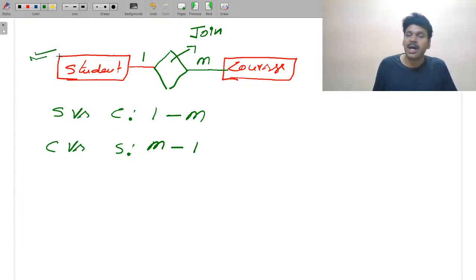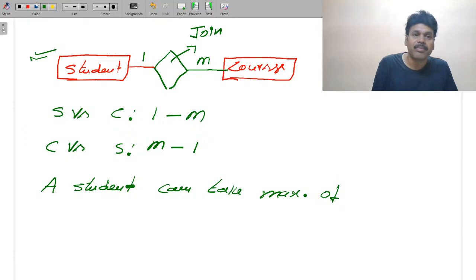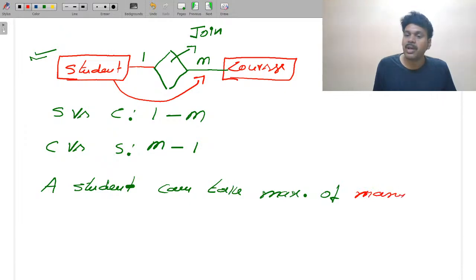So what is the meaning of this ER? You people might also have guessed: a student can take a maximum of how many courses, friends? You look at the other side. Therefore, a student can take a maximum of more than one course, many courses. And in reverse, you tell me, what is that?